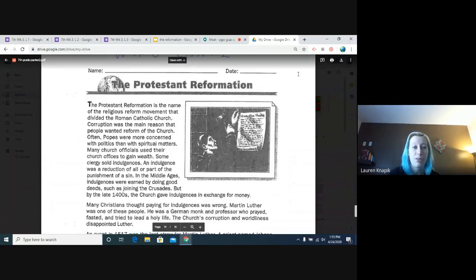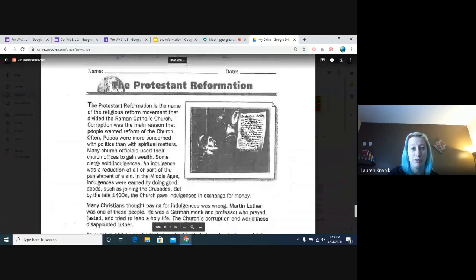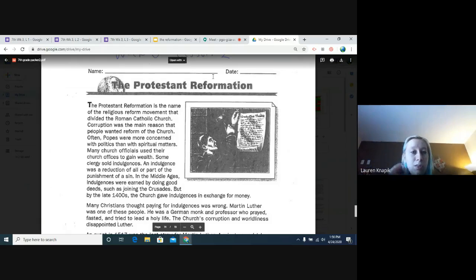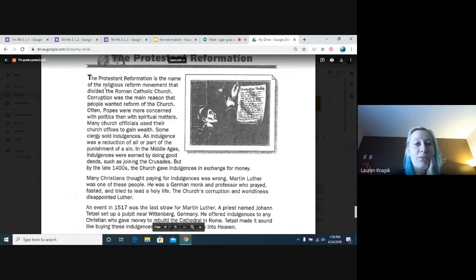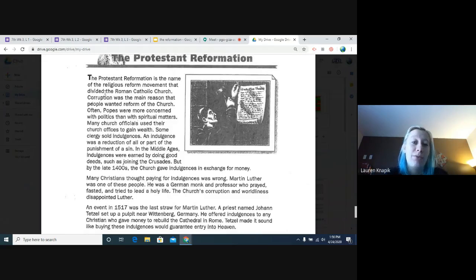So, the Protestant Reformation. And if you remember, they're called Protestants because if you take away the ANT, we have the word protest. So they are protesting the church, and Reformation, of course, means a change. So, the Protestant Reformation is the name of the religious reform movement that divided the Roman Catholic Church. Corruption was the main reason that people wanted reform of the church.